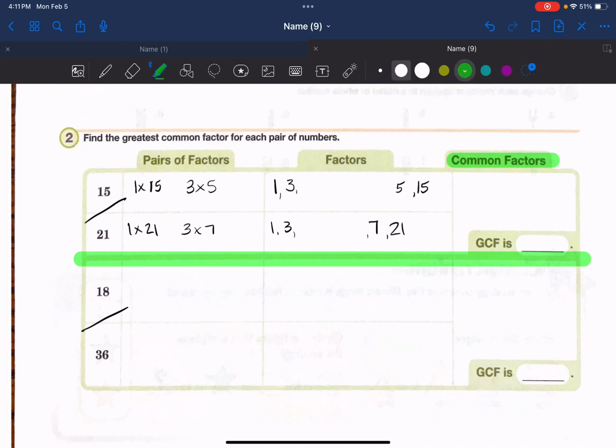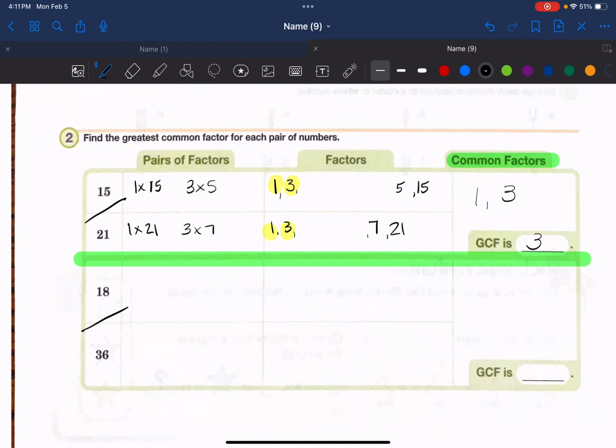Now I'm going to look for which one is a common factor. So I see 1 and 1. I see 3 and 3. Now in the top row I see 5, but I don't see that on the bottom. And I see 15, and I don't see that on the bottom. So my common factors are 1 and 3, and the greatest one of those is 3.